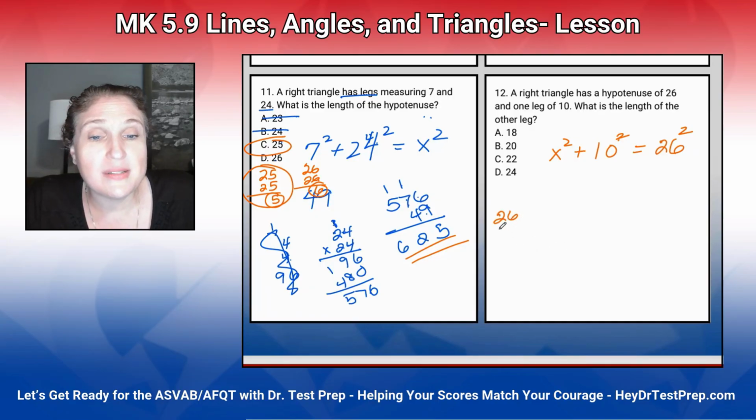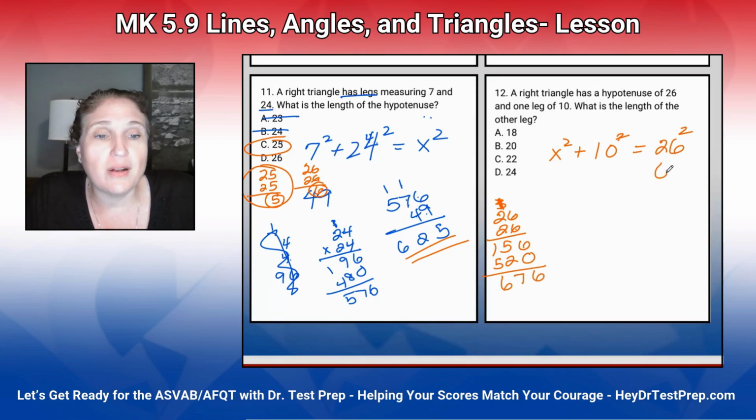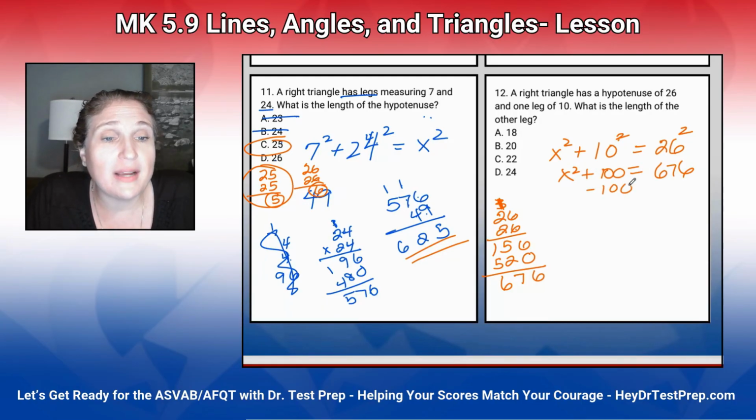So I'm going to do 26 times 26. 6 times 6 is 36, carry the 3. 6 times 2 is 12, plus 3 is 15. Put my 0 here because now I'm multiplying by the tens place. 2 times 6 is 12, carry the 1. 2 times 2 is 4, plus 1 is 5. So I get 676 when I multiply across. Okay, subtract 100 from both sides.